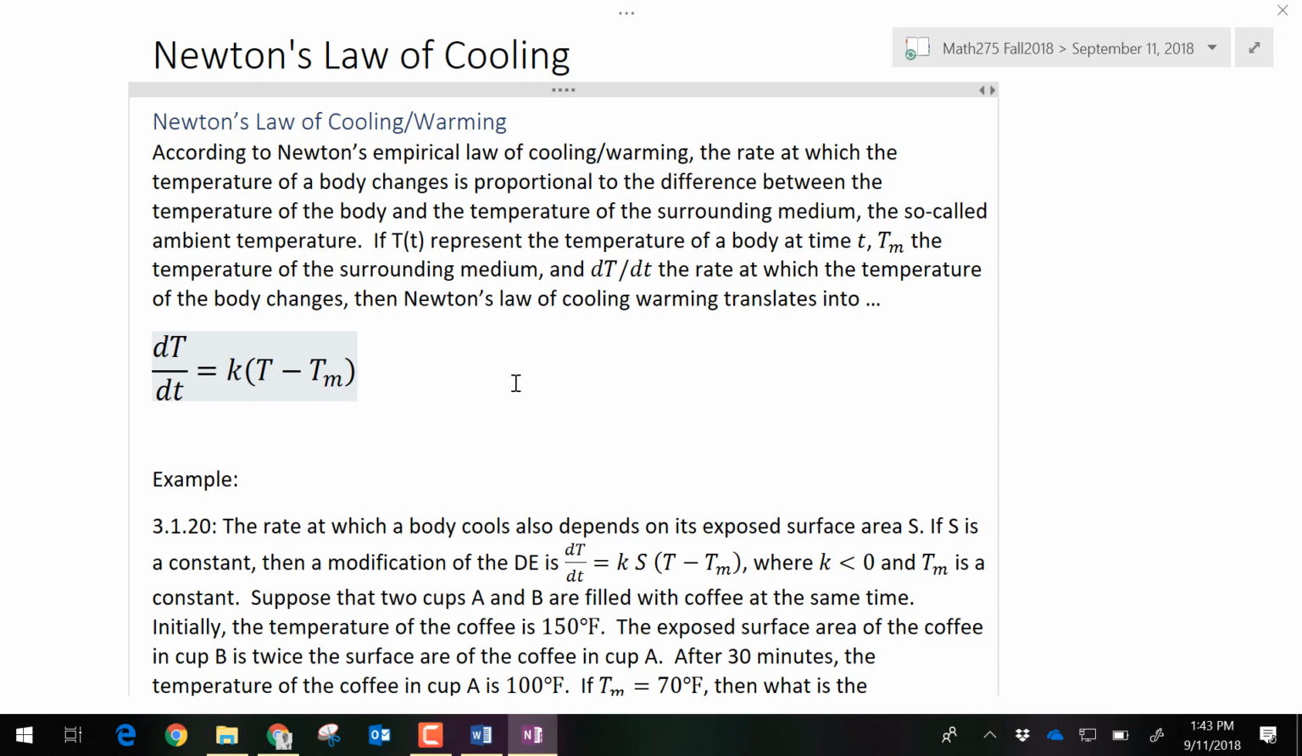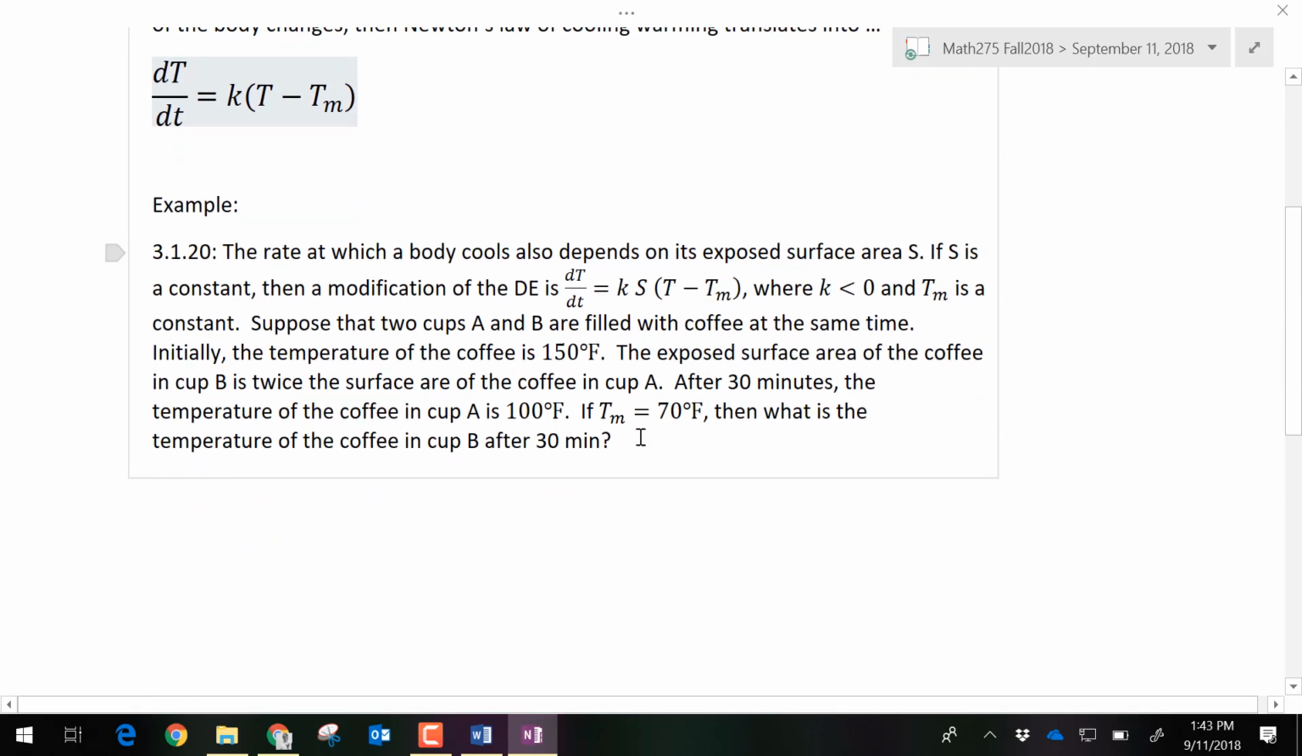So here's an example that I dug up in your textbook, or at least the old edition of your textbook. And let's try to do this problem. The rate at which the body cools also depends on the exposed surface. Oh, so this one includes something else. This one doesn't just include the coffee, it includes the cup also. So it's a little bit more complicated than the general law of cooling. So let's do this example.